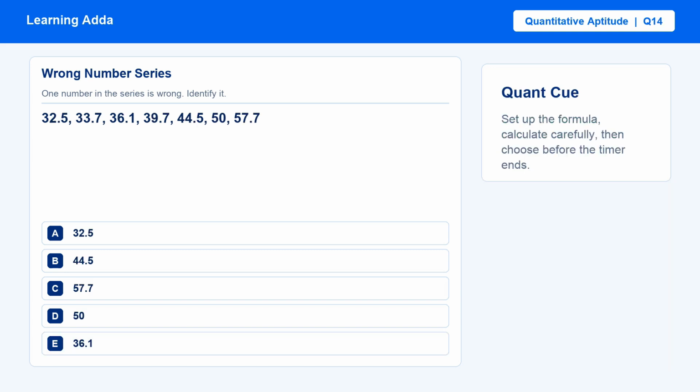Question 14. 32.5, 33.7, 36.1, 39.7, 44.5, 50, 57.7. Option A 32.5. Option B 44.5. Option C 57.7. Option D 50. Option E 36.1. The timer starts now.